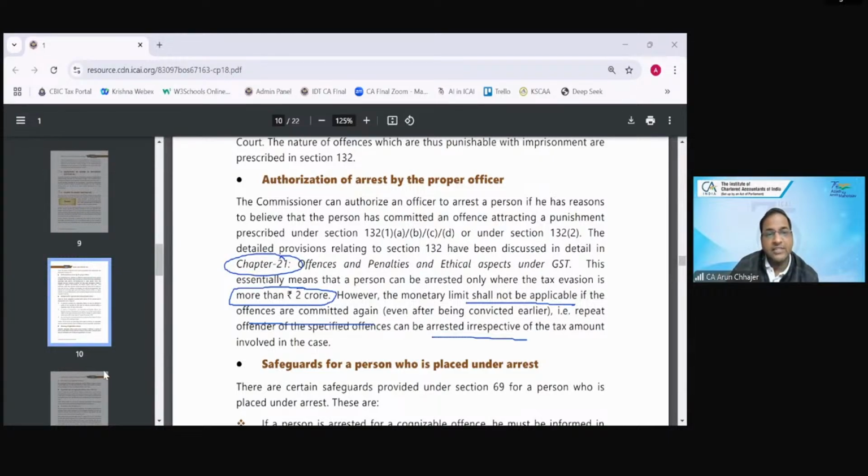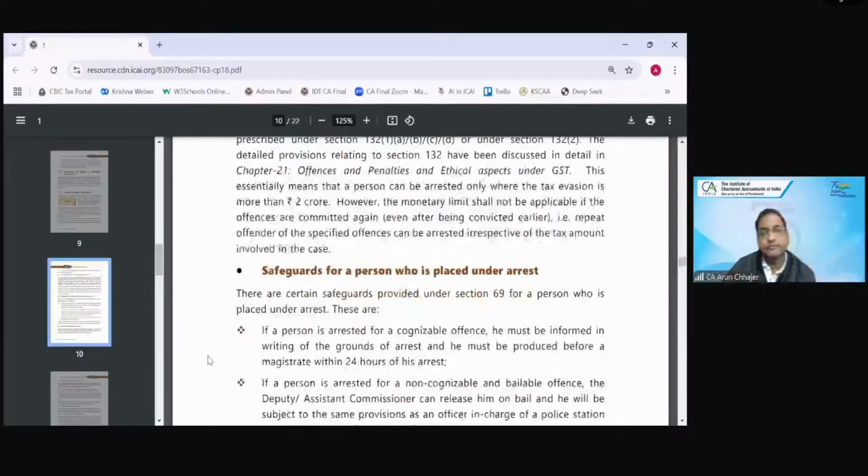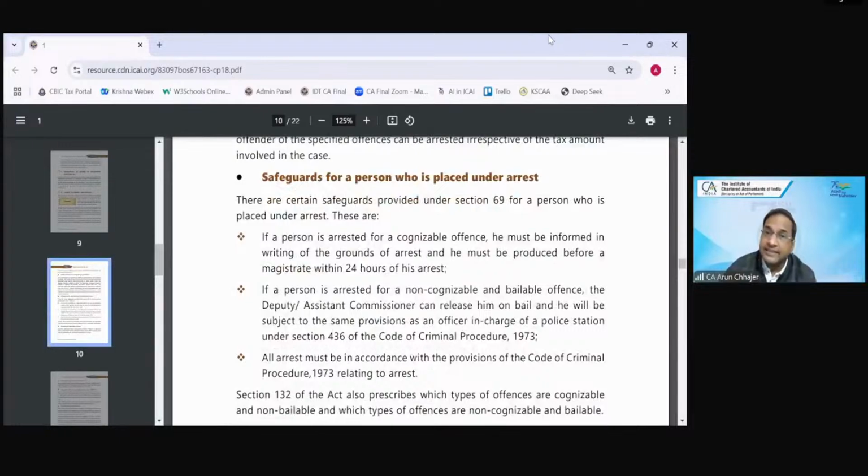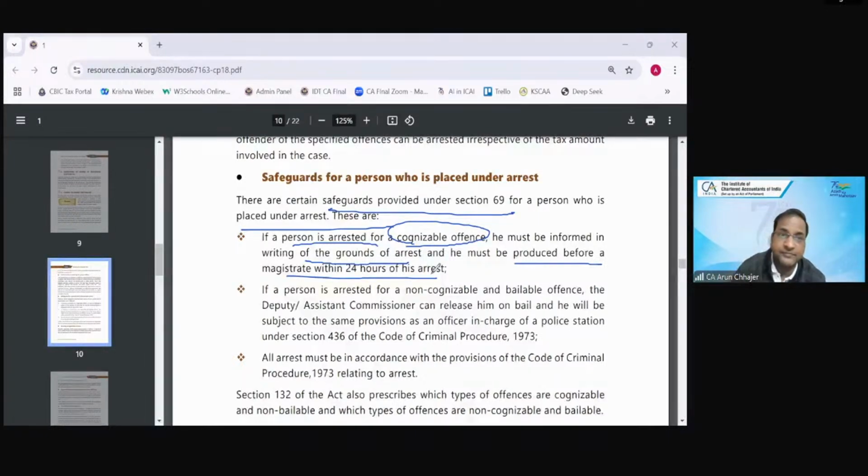Fine. Let's move to the safeguards. There are certain safeguards provided under section 69 for a person who is placed under arrest. These are, if a person is arrested for a cognizable offense, he must be informed in writing of the grounds of arrest and he must be produced before the magistrate within 24 hours. ये guidance है, मतलब has to be followed.